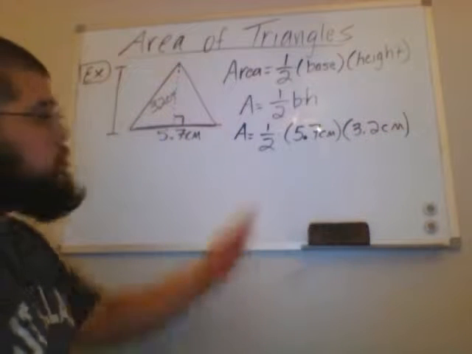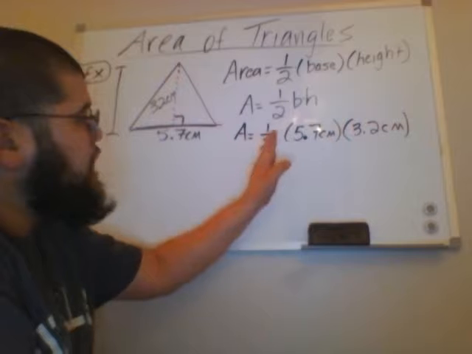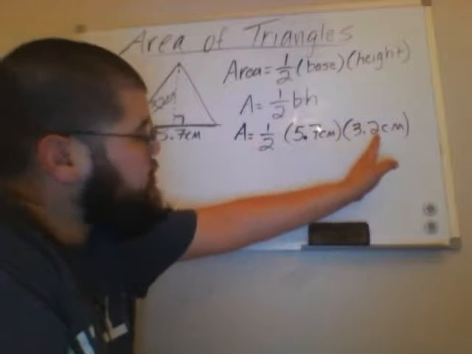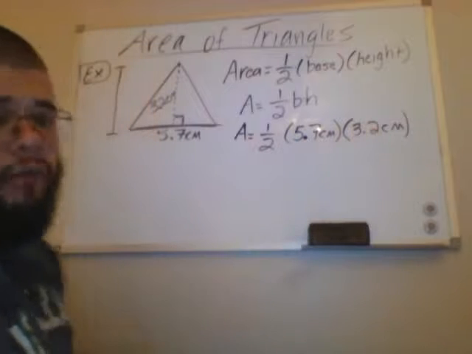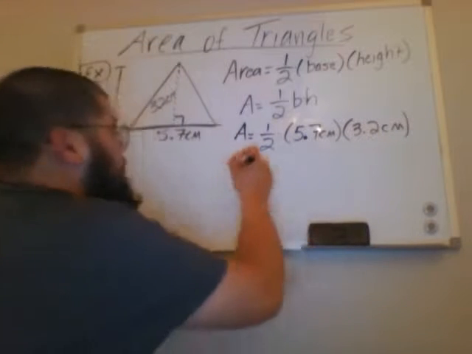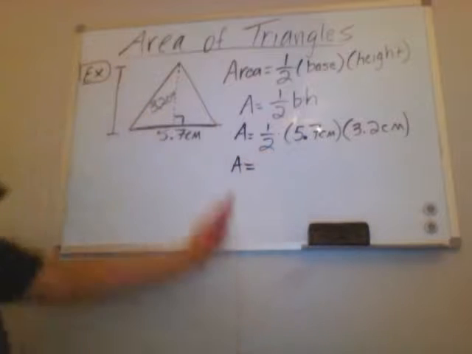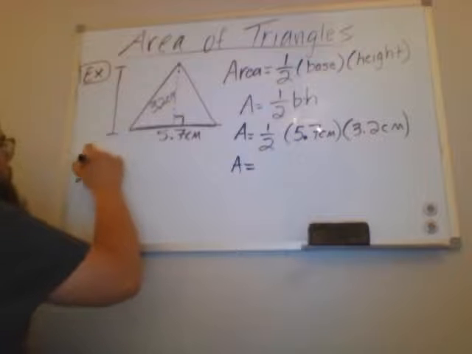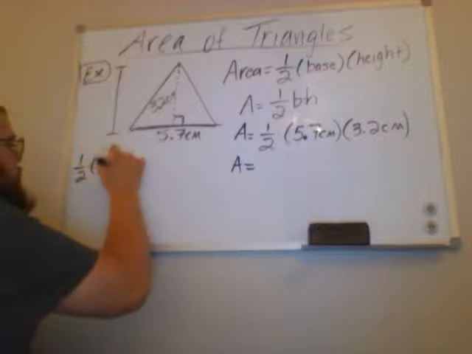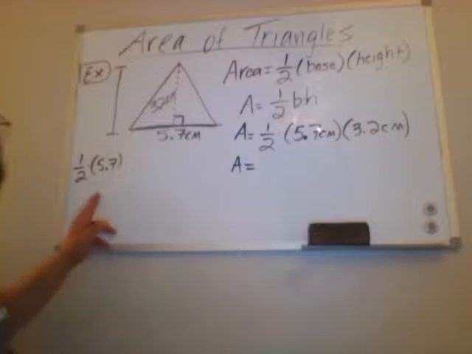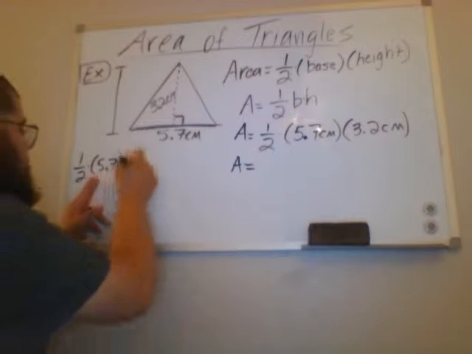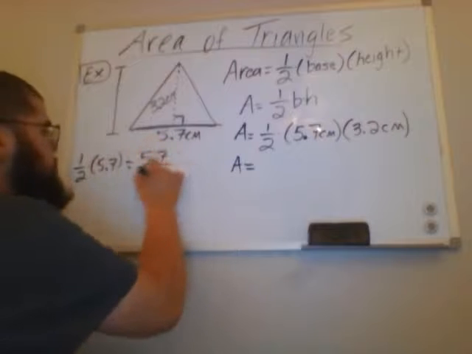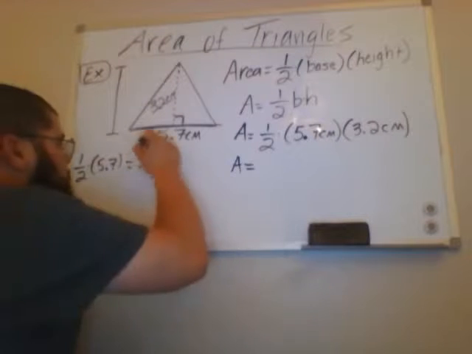And so we substitute in things we know. We have 1/2 times the base of this triangle, which is 5.7 centimeters, times the height of this triangle, 3.2 centimeters, and we're going to simplify the right side so that we can find this area. We have 1/2 of 5.7, and 1/2 of means times. Remember, if it's half of this, we're actually dividing 5.7 divided by 2.